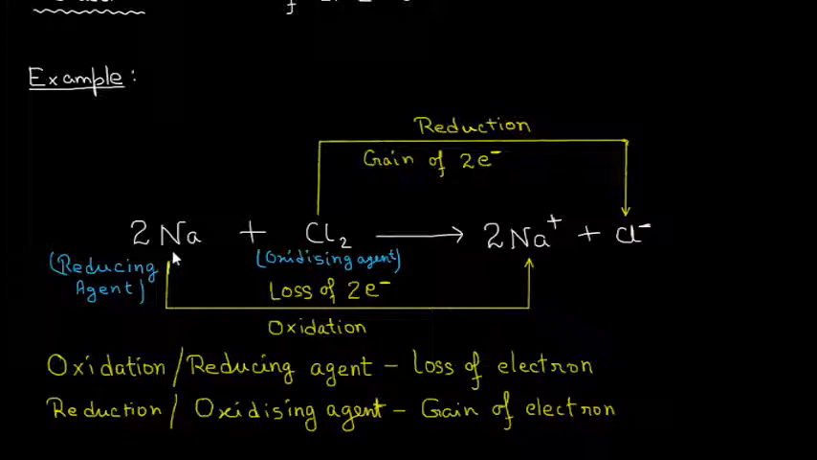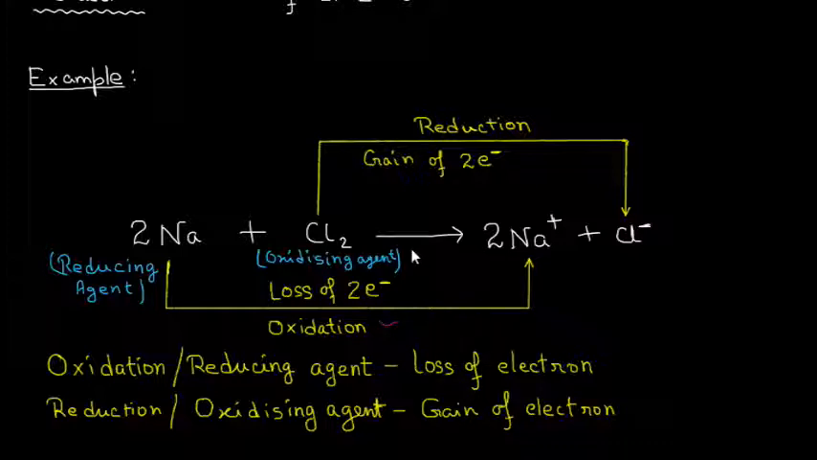So there is a redox reaction, which is sodium plus chlorine gives sodium chloride. So in sodium, what is happening, and in chlorine what is happening? So we can see sodium gets converted to sodium ion in NaCl. So it is loss of 2 electrons. So loss of electron is called oxidation. So here sodium in this reaction is a case of oxidation.